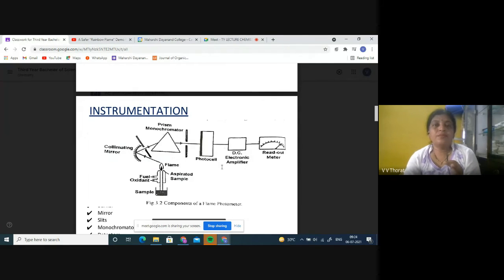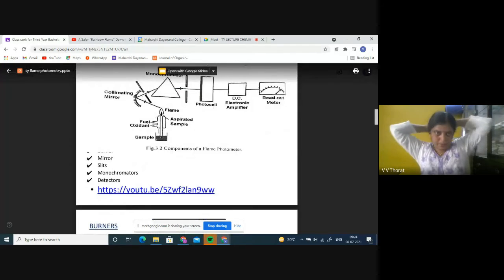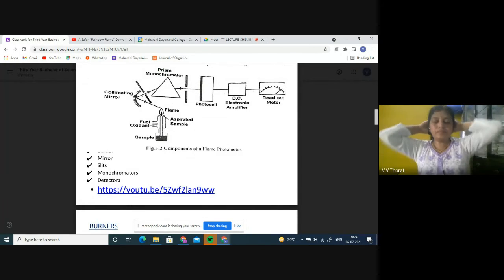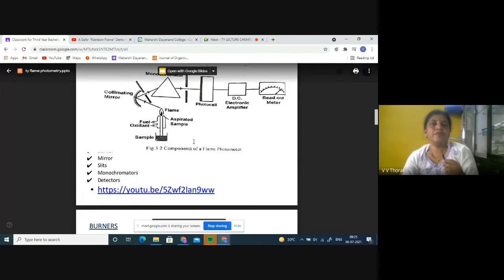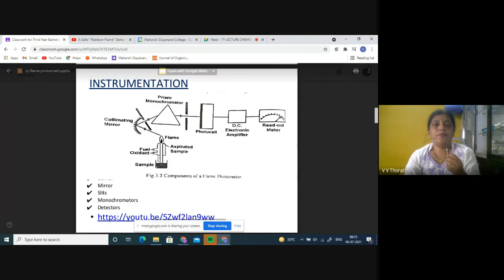Now we go to the next very, very important part, that is your instrumentation. So what happens in instrumentation? The first component is your burner. Now let me see. We have 10 minutes and I have to show you one video also, right? So let's see if I can complete. This is a full component schematic diagram of a flame photometer. Components of a flame photometer. This is a schematic diagram, right? So the first component is your burner. Very, very important.